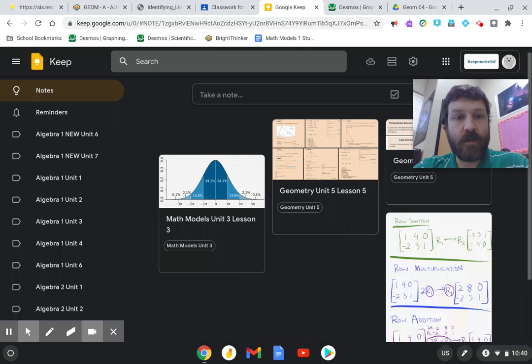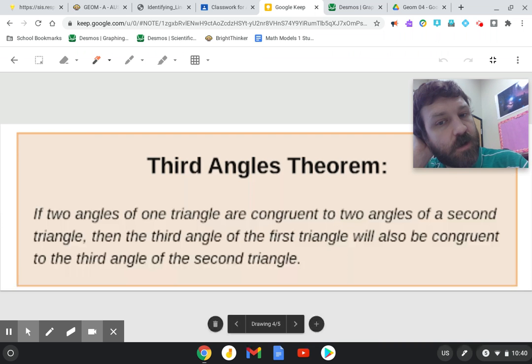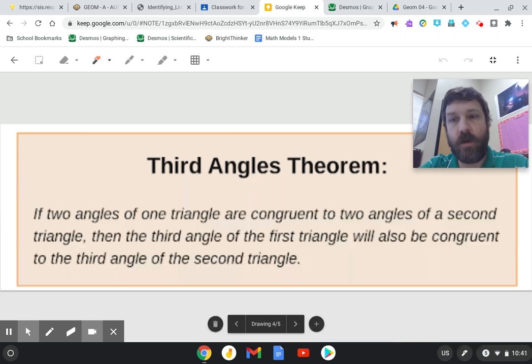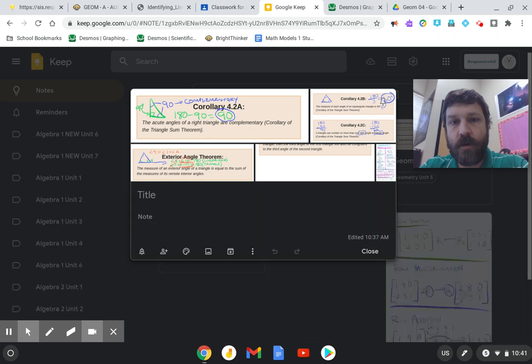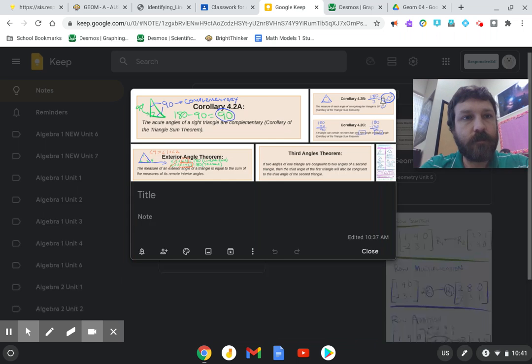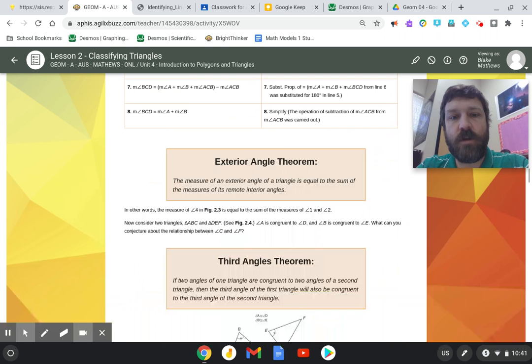Last one. If two angles of a triangle are congruent to two angles of another triangle, the third angle of the first triangle will also be congruent. I don't really know how else to explain this except to say if you got 180 degrees and two of your angles are already equal, there's only one number that that third angle can be, and that's what this theorem is stating.